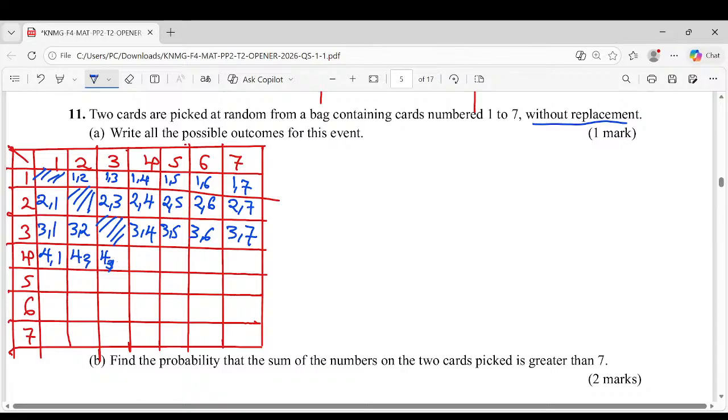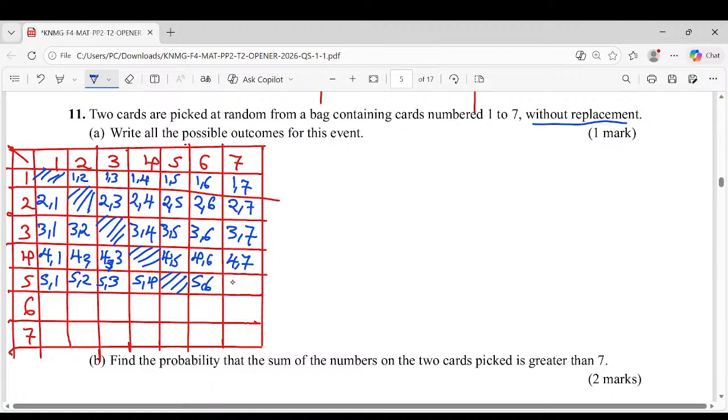You cannot pick a 4, so you'll go to 4,5; 4,6; 4,7. If you pick 5, it will be 5,1; 5,2; 5,3; 5,4. You cannot pick another 5 because it has already been picked. So this one here, I will not account for it. Then this will be 5,6.